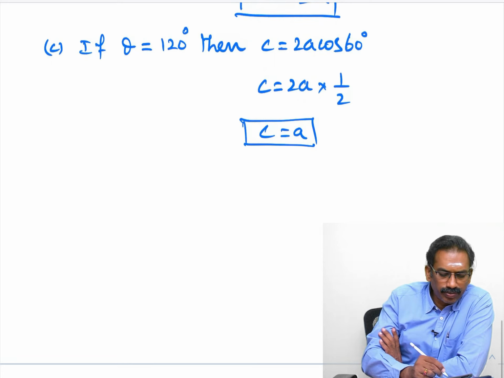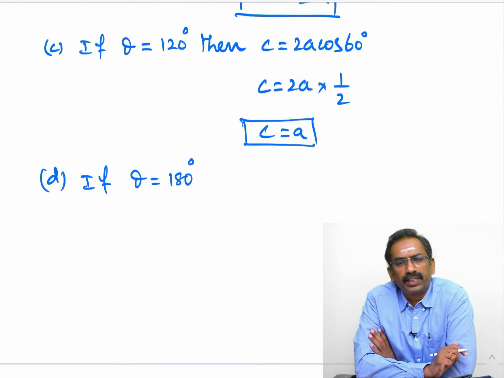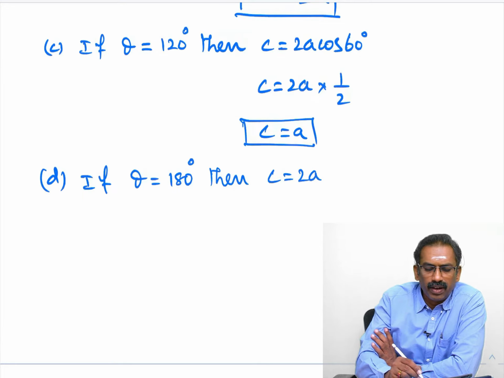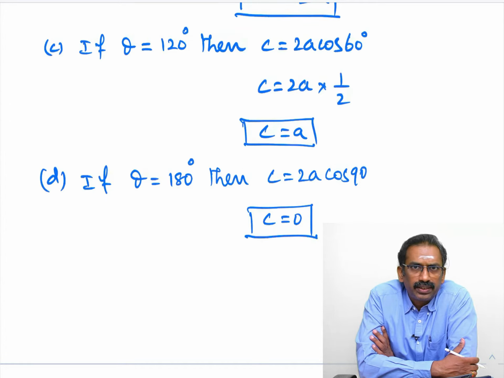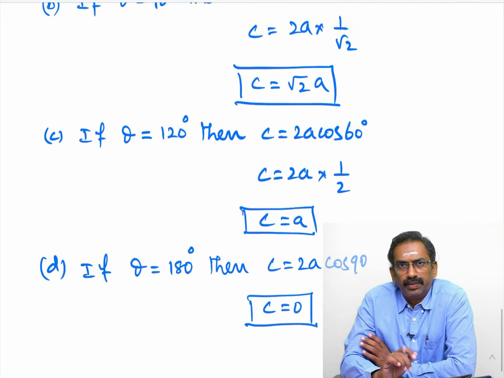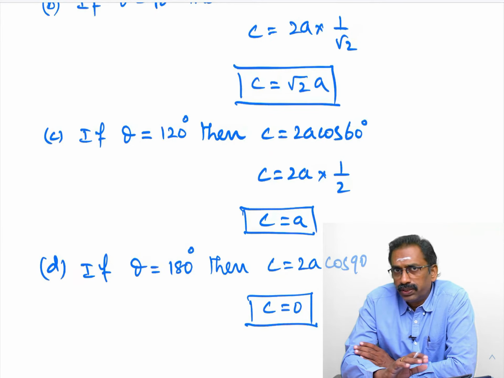Next case, if theta is equal to 180 degree, opposite direction, if two vectors act, then C is equal to 2a cos 90, and C is equal to 0. If two vectors of equal magnitude act in the opposite direction, then the resultant magnitude is 0. This result must be kept in mind. Let us solve a problem based upon this result.